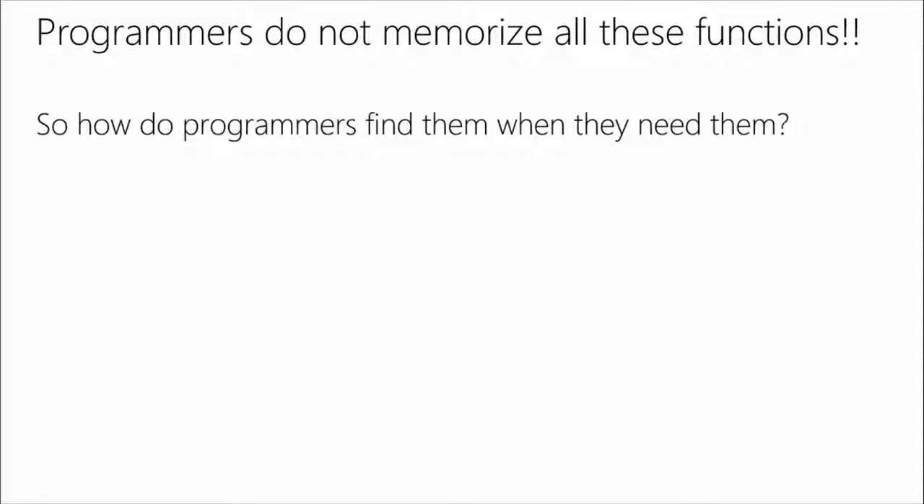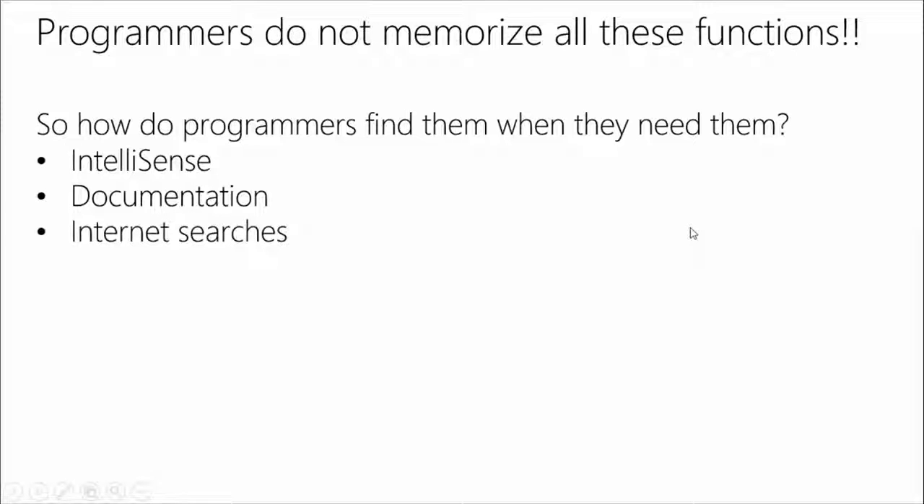So how do we go in and find them? IntelliSense, and honestly, IntelliSense is great. Probably the best. When in doubt, type the name of the variable, hit dot, and see what pops up. Exactly. There is documentation. F1 can help you. And then, of course, internet searches. Absolutely. Stack Overflow, Bing.